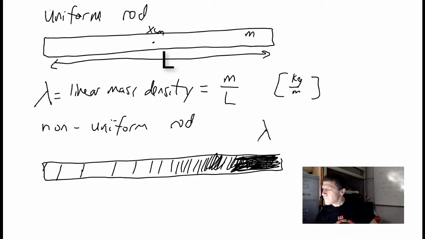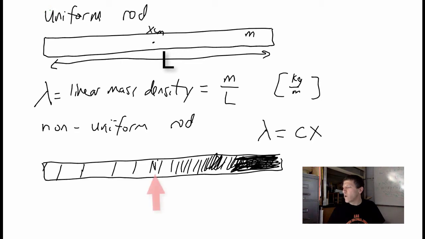Let's say lambda, the linear mass density, will still be in kilograms per meter, but it could be something like, for example, some constant times x. Let's make it Cx. And that constant, you can make it 3, you can make it 10, you can make it 14. This is just an example of some constant times x. So if you go twice as far along the length of this rod, how much more dense will it be? Twice as dense. This is a relatively simple relationship.